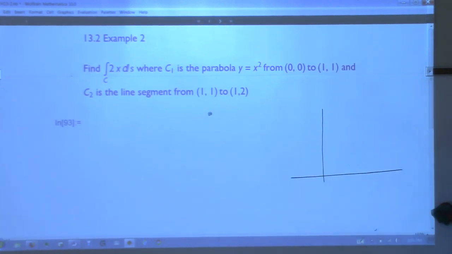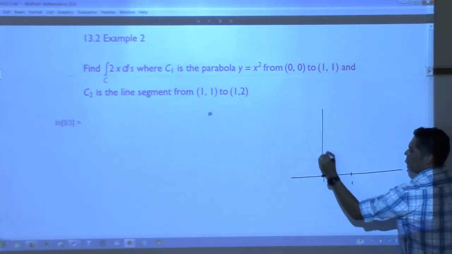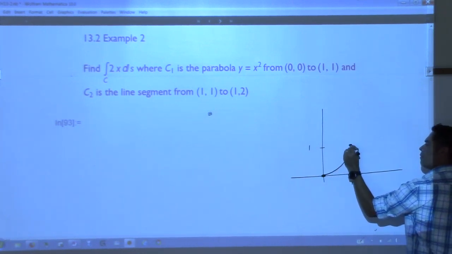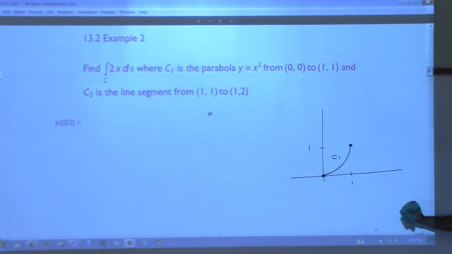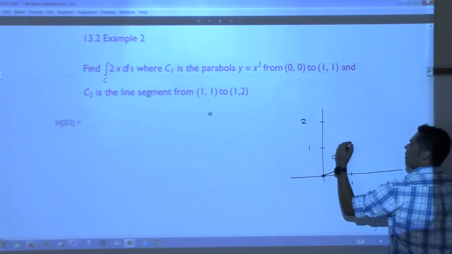All right, C1 is the parabola that goes from 0, 0 to 1, 1. All right, that's C1. And C2 is the line segment that goes from 1, 1 to 1, 2. Straight up.